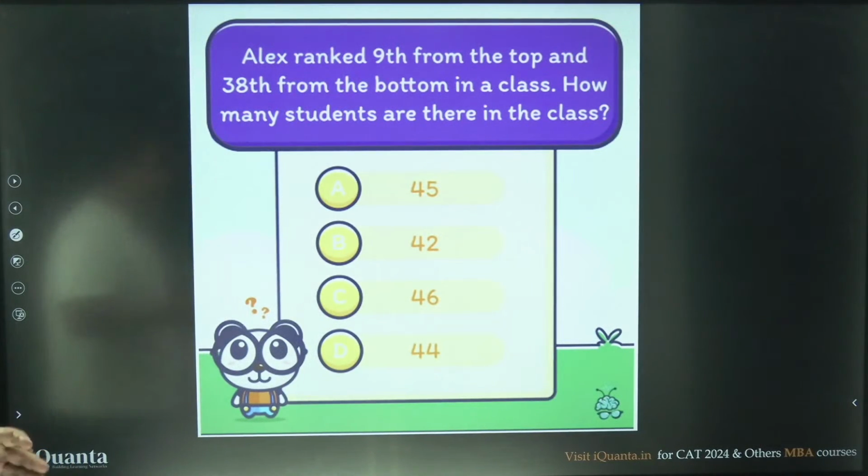Alex ranked 9th from the top and 38th from the bottom in a class. How many students are there in the class? Ninth from the top, 38th from the bottom. How many students are there in the class?